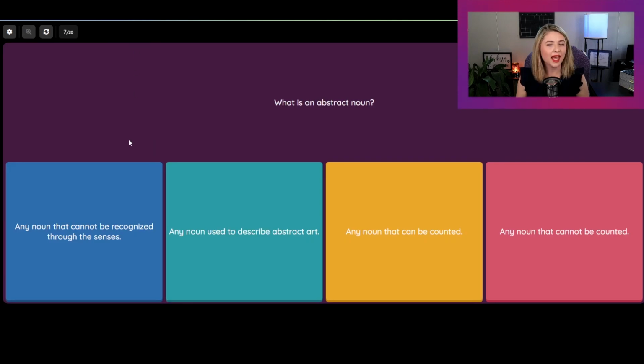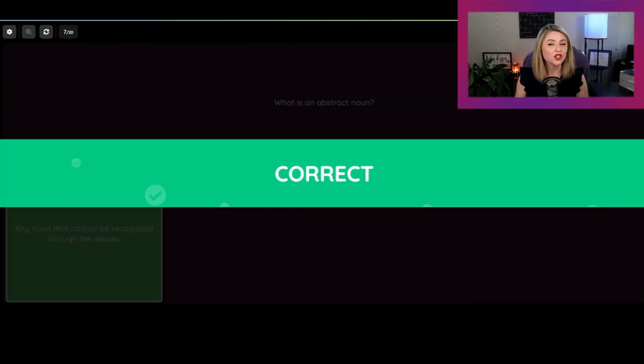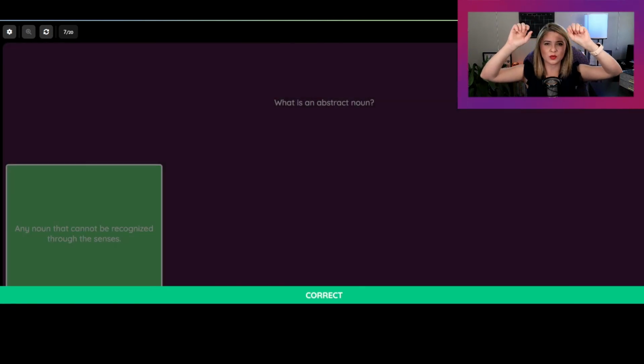What is an abstract noun? Any noun that cannot be recognized through the senses. Any noun used to describe abstract art. Any noun that can be counted. Any noun that cannot be counted. So an abstract noun, we cannot recognize it through our senses. We cannot touch. And touch is a sense, is a feeling.